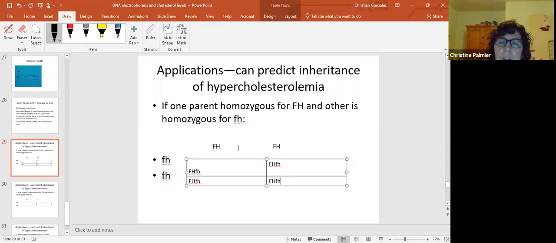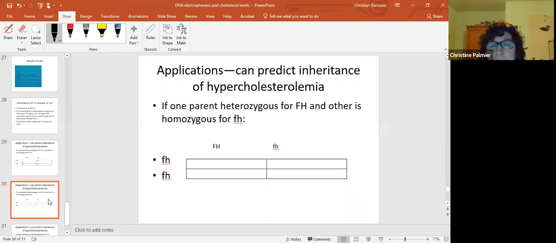So in this case, they're all 100% high cholesterol because they have at least 1 big FH. So it's 4 to 0 is the chance of high cholesterol to low cholesterol, or 100% high cholesterol to 0% normal cholesterol.